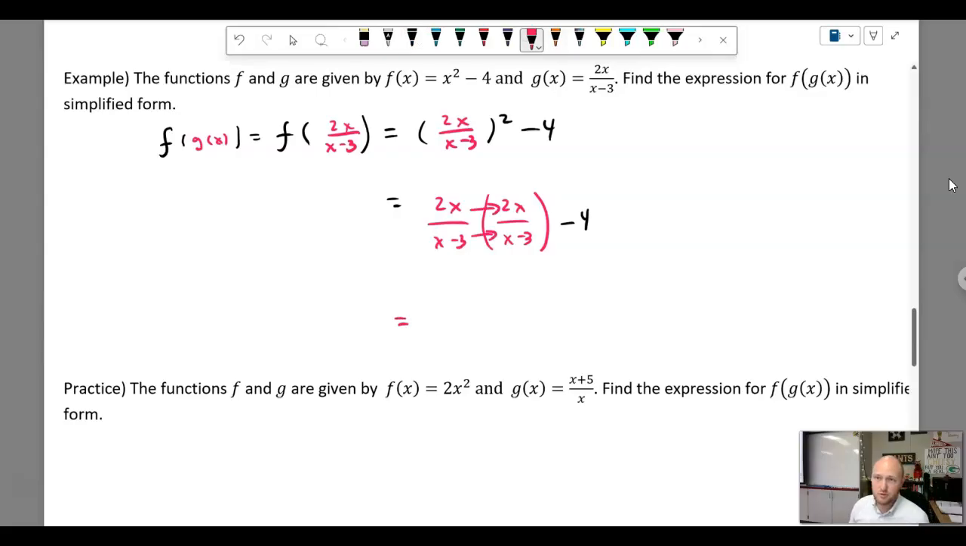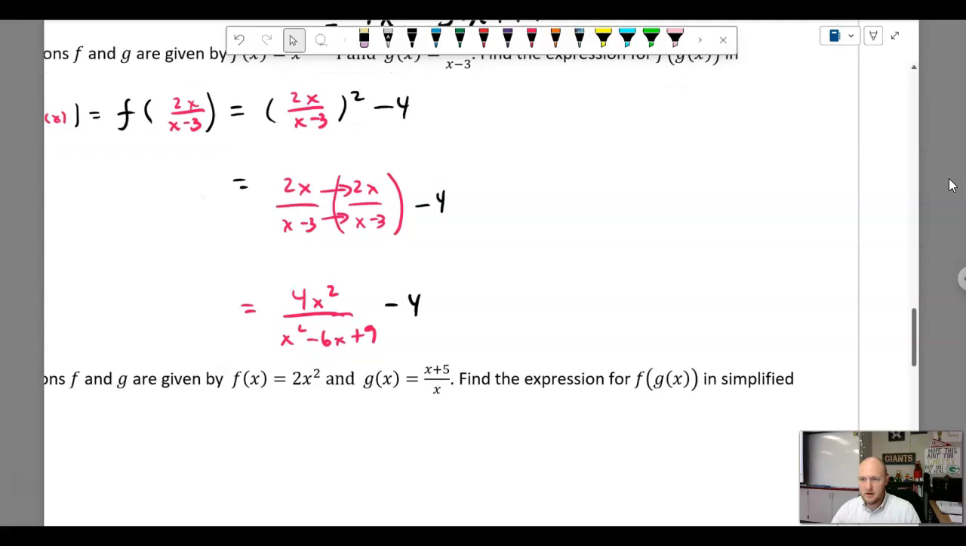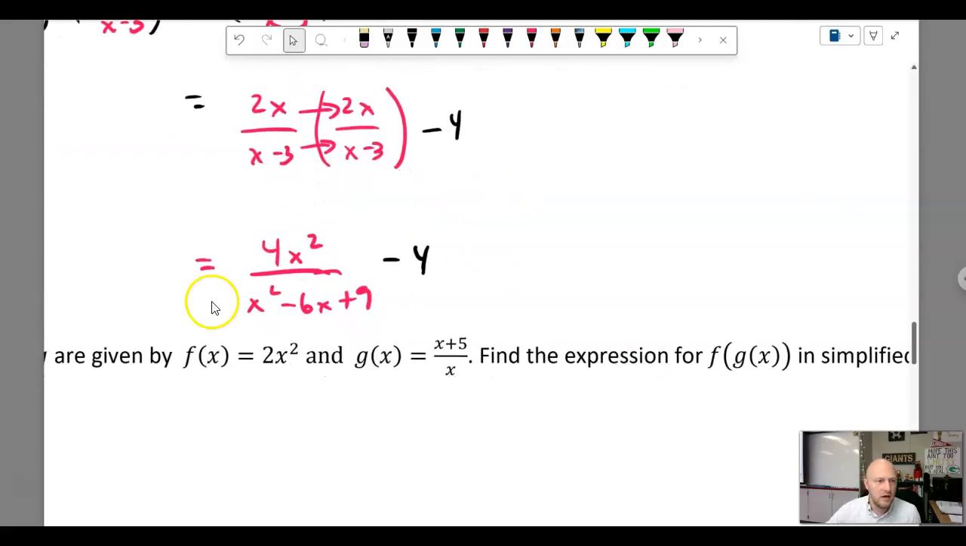Multiplying fractions, you just multiply straight across. I get 4x squared over x squared minus 6x plus 9. And then I have a minus 4 over here. Okay. And let's see, do they want us to find a common denominator in order to... no, my notes say to stop here.